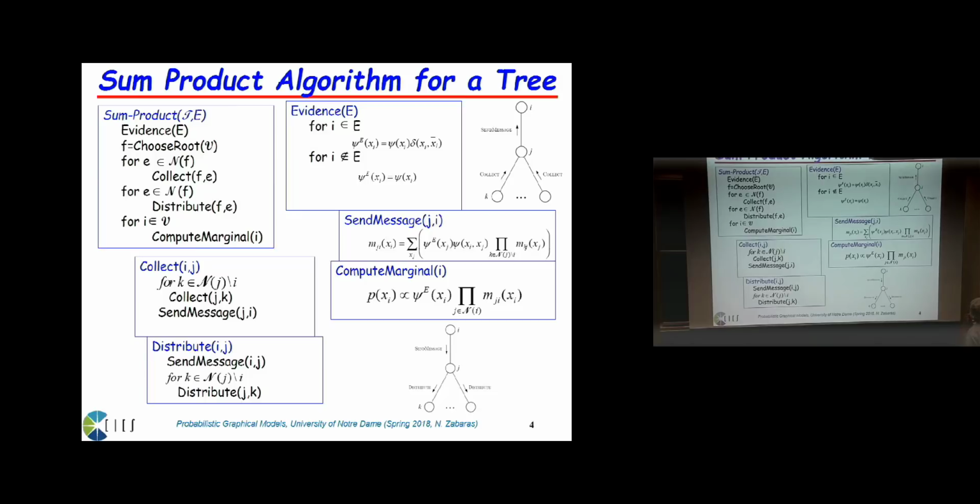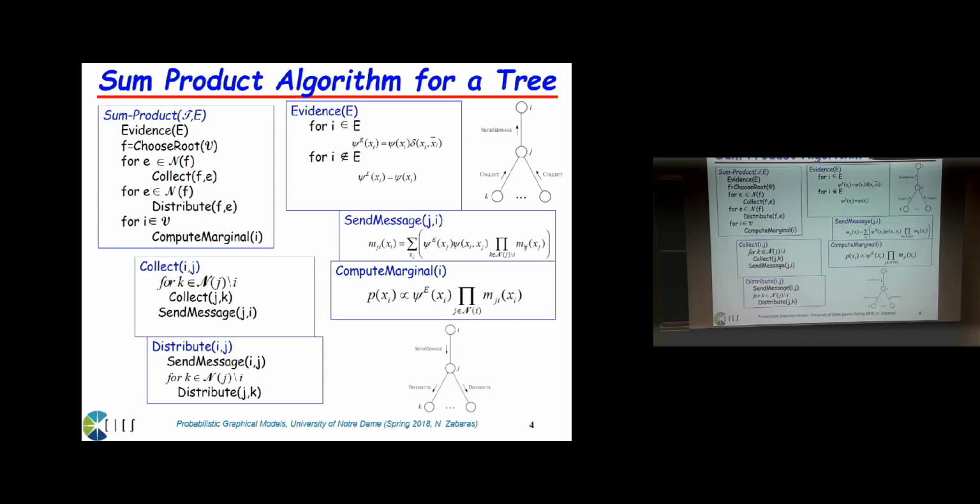The collect algorithm you see here. If you know the message from k to j and from this node to j, then you're ready to propagate messages to node i. These messages are given by this command that you see here. You multiply the potential on i and j, the self-potential on j, and all the incoming messages that are functions of xj, and then you marginalize xj. So the passing message is a message that depends only on xi.